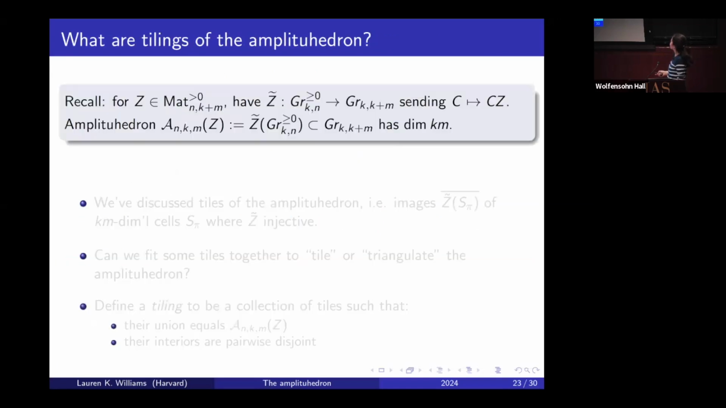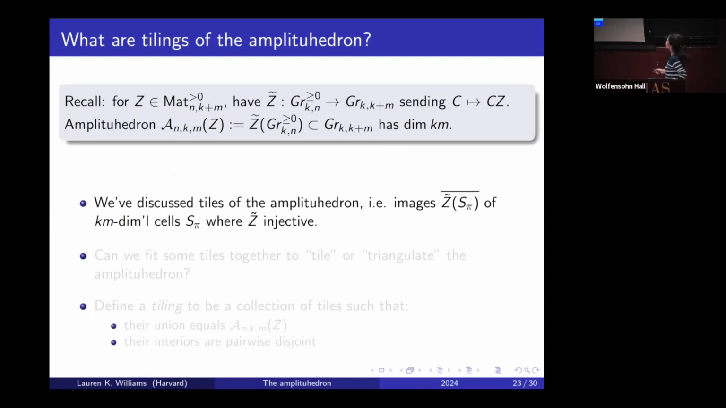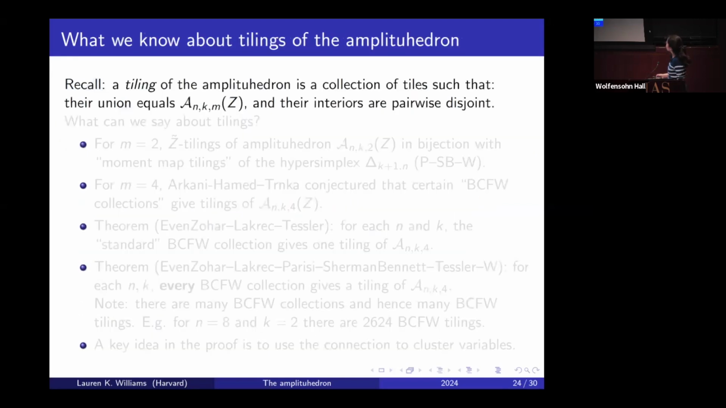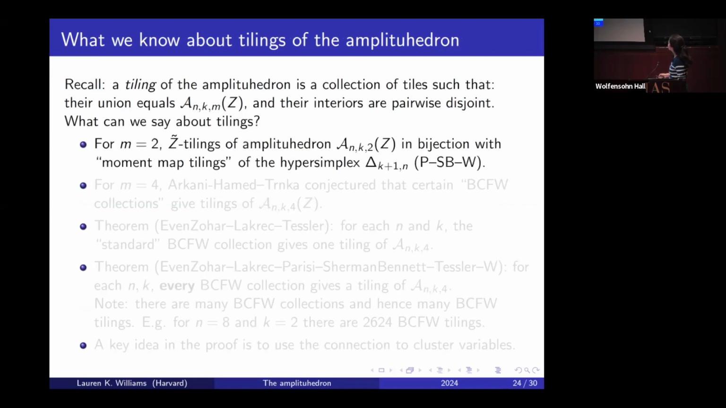Okay. All right. So that leads us to the discussion of tilings, because so far we only discussed tiles. So the question is, can we fit some tiles together to tile or triangulate the amplituhedron? And remember, we defined a tiling to be a collection of tiles such that their union equals the amplituhedron and the interiors are pairwise disjoint. Okay, so what can we say about these?